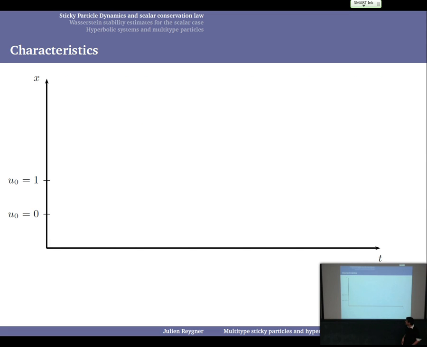So let me illustrate this here. I take my initial probability measure m to be concentrated between these two points here, so that here you know it is 0 and here you know it is 1. First, I draw the characteristic started from this point here, so it has a constant slope given by the velocity function lambda evaluated at 0.